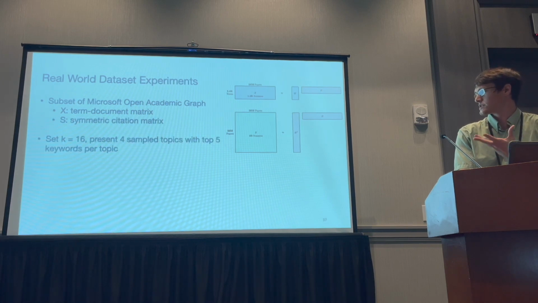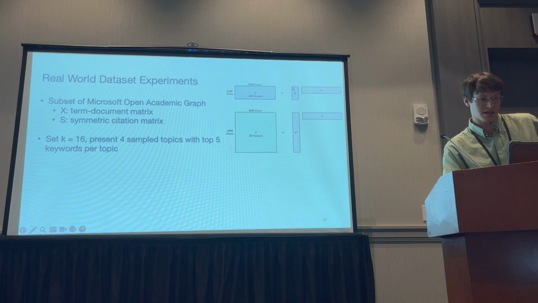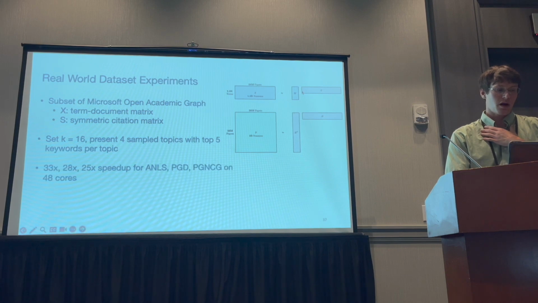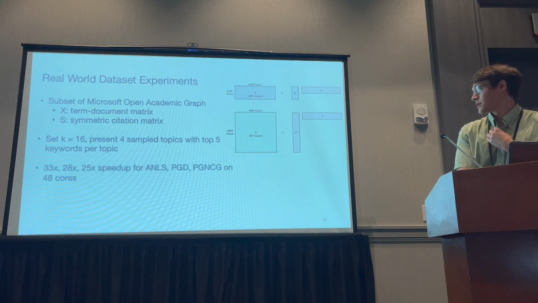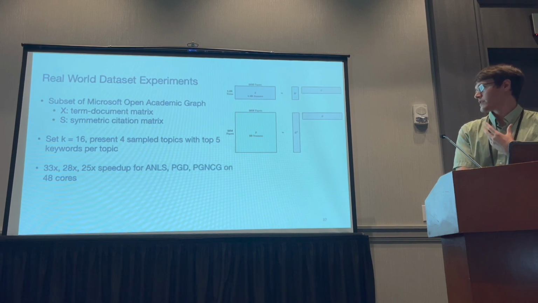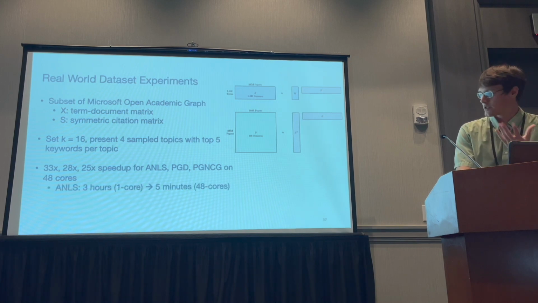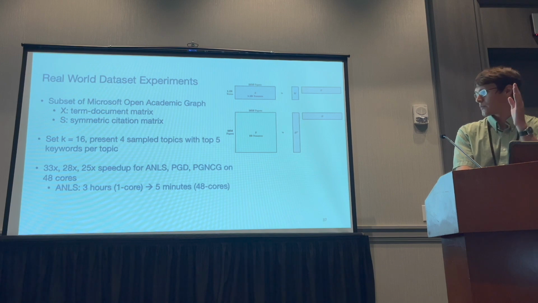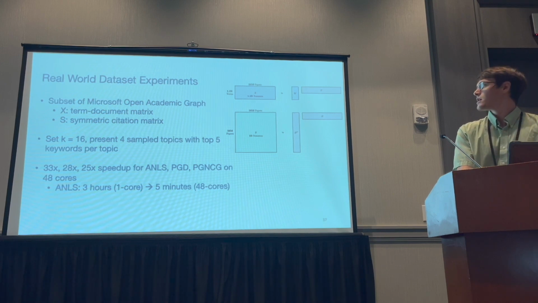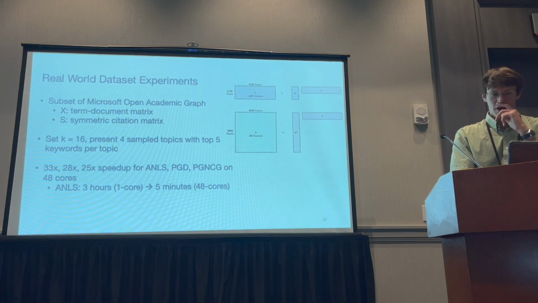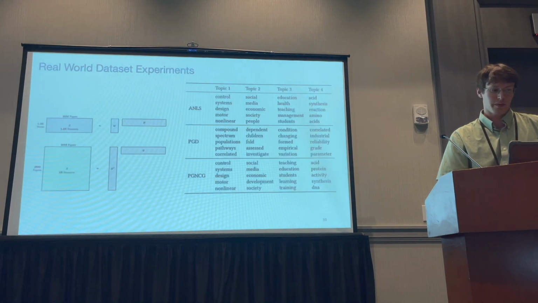Here we set K to 16, basically 16 columns or rows in the factor matrices. We set 4 sample topics with the top 5 keywords per topic. From this, we demonstrated 33x, 28x, and 25x speedup for ANLS, PG, and PDC on 48 cores. So essentially, for the ANLS algorithm, this took around 3 hours on 1 core down to 5 minutes on 48 cores.